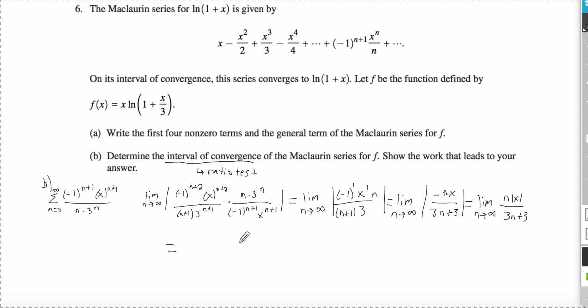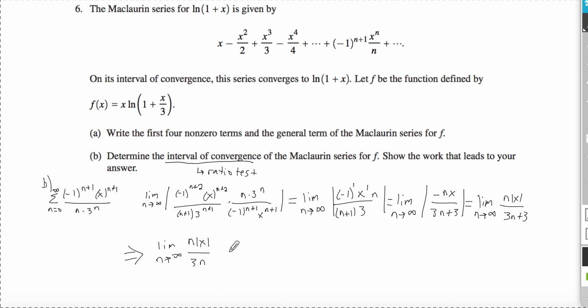N times the absolute value of x is going to win up top. Oop, got to leave room for my limit. Can't forget your limit. This is going to be the limit as n approaches infinity, right? N times the absolute value of x is going to win up top. 3n is going to win down here.